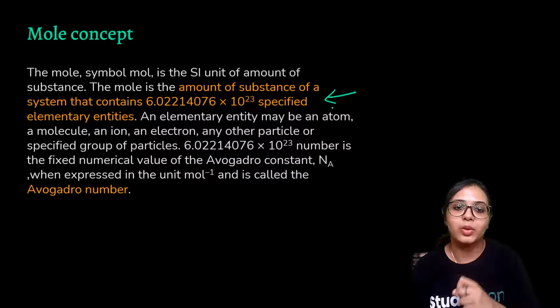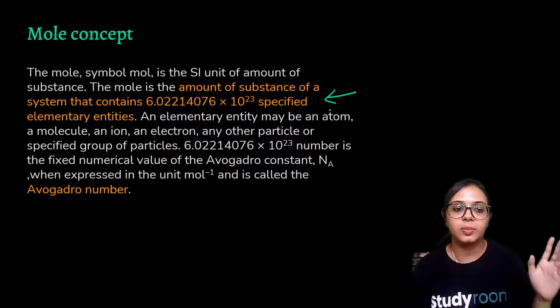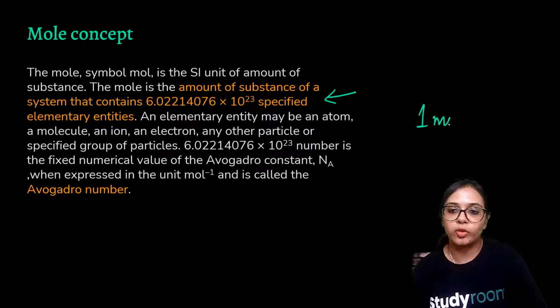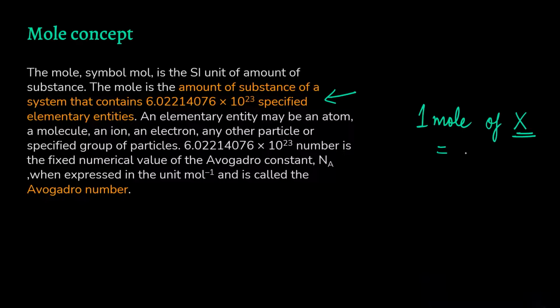6.022140076 into 10 to the power 23 specified elementary entities. An elementary entity may be an atom, molecule, ion, electron, or any other particle or any other specified group of particles. Basically, what we're trying to say here is that if we were to take 1 mole of any substance, say any compound X, then whether it is particles or atoms, the number of particles we will have is 6.022 into 10 to the power 23.